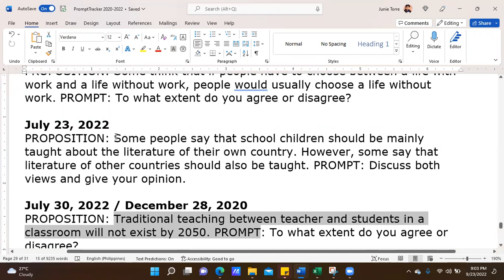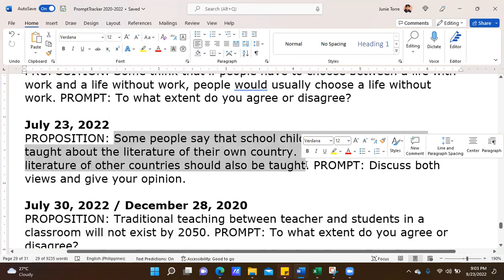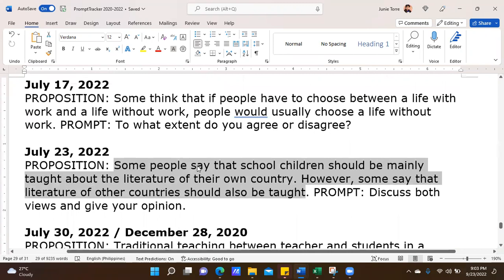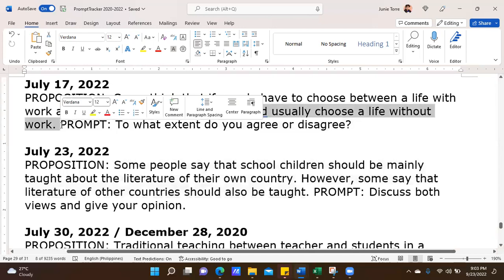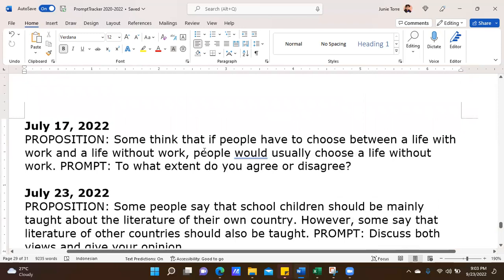Parang ano to guys, parang the impact of the industrial rev, no? And its impact on culture, no? Kasi industrial revolution is really all about science and technology, no? Yung culture nakakalimutan. Some people think that people have to choose between a life with work and a life without work. People would usually choose a life without work. To what extent do you agree? Siyempre naman, no. I'd rather not work, no. Very cognitive rev.